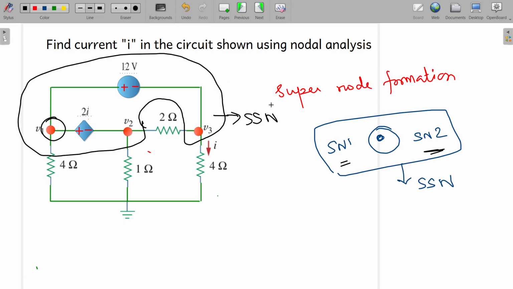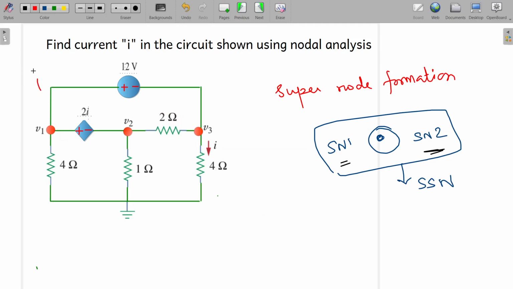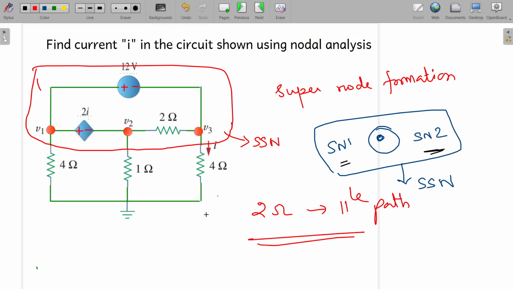This is supernode. But one more thing is there, in between this V2 and V3, we have another element. This makes the parallel path. So you can combine this SSN along with the parallel path to make it as a bigger supernode, right? So we form the supernode by combining or enclosing all these things. So you get it. So I said that this 2 ohm resistance is making the parallel path, right? Somebody may not understand how this is a parallel path. For that I'll try to explain you in another way.